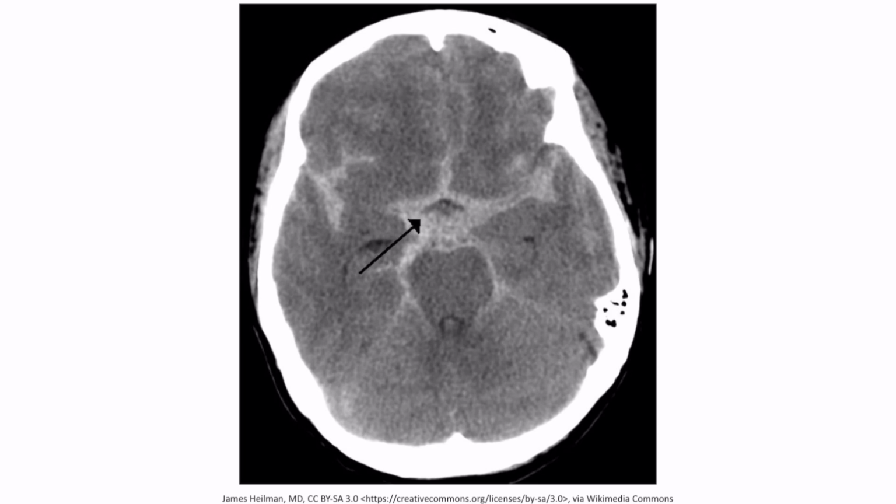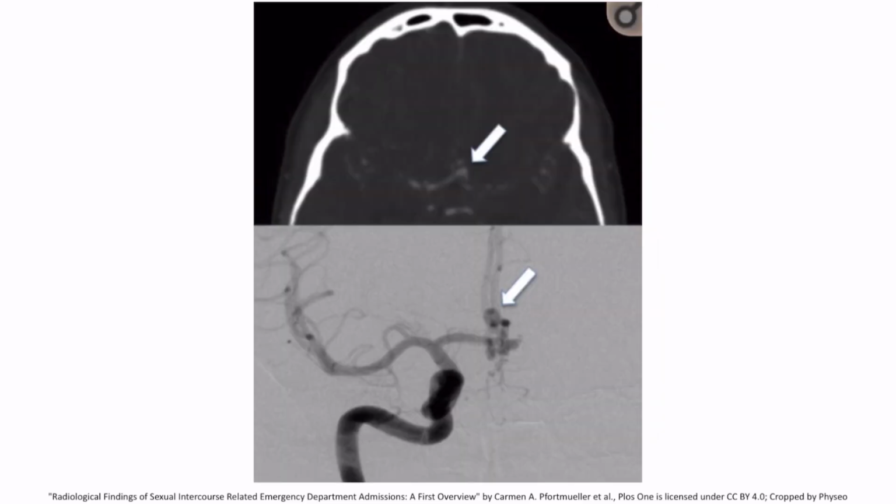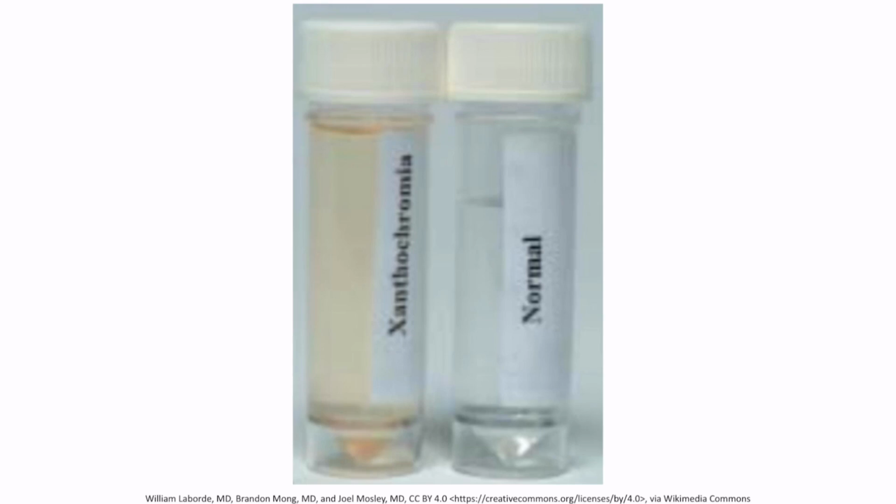Here is a non-contrast CT of the head demonstrating a subarachnoid hemorrhage. Note the hyperintensity within the subarachnoid space as shown here. This is an angiogram demonstrating the vessel that is causing the hemorrhage. Here's an example of xanthochromia. Xanthochromia means there is a yellowing of the CSF. The yellow color is caused by the presence of bilirubin in the CSF. Remember that heme from red blood cells gets converted to bilirubin, which can appear yellow.